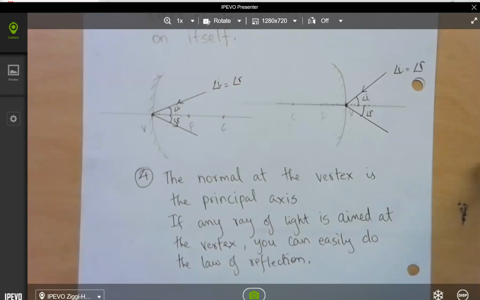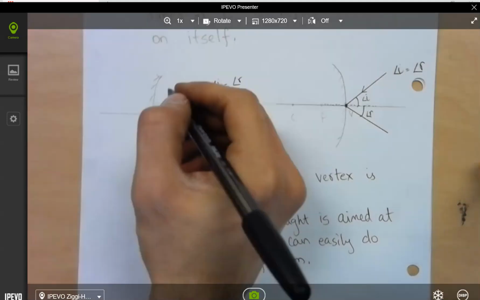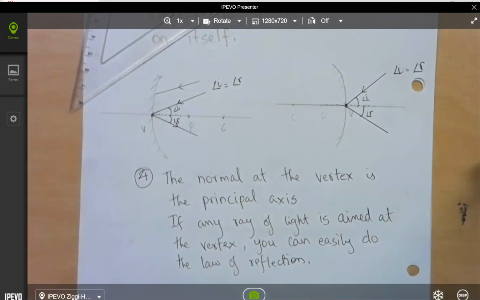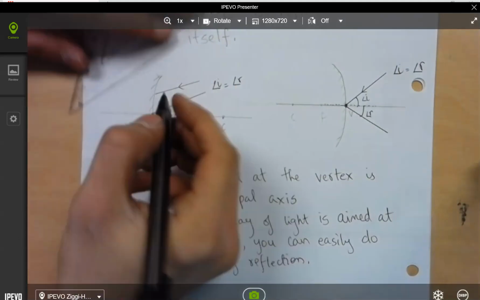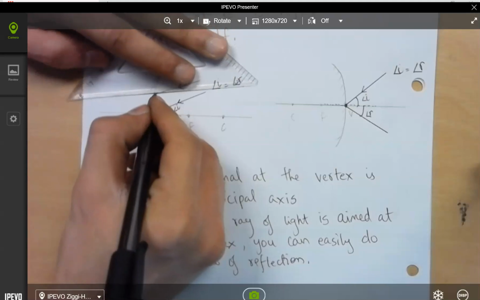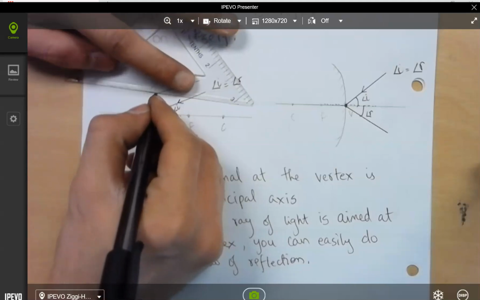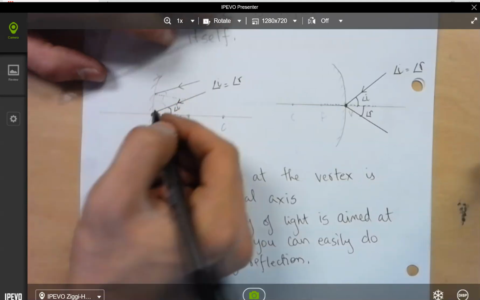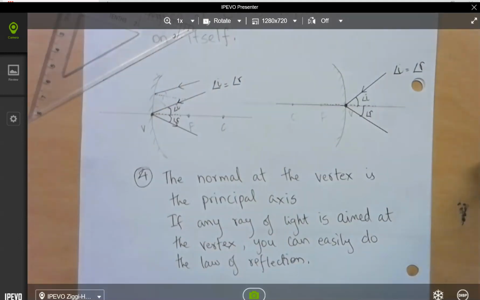If I draw a ray of light that is random, like if I just draw a ray of light, let's say like this, what I would have to do is, again, like we were saying, find this exact point, construct a normal that will not be parallel to the principal axis. It will be somewhere like this. Measure angle of incidence, measure angle of reflection. We don't want to do all that. So that's why we're just using these rules to tell us where the image will be formed. These are all rules that are based on the law of reflection. Any questions with this so far?